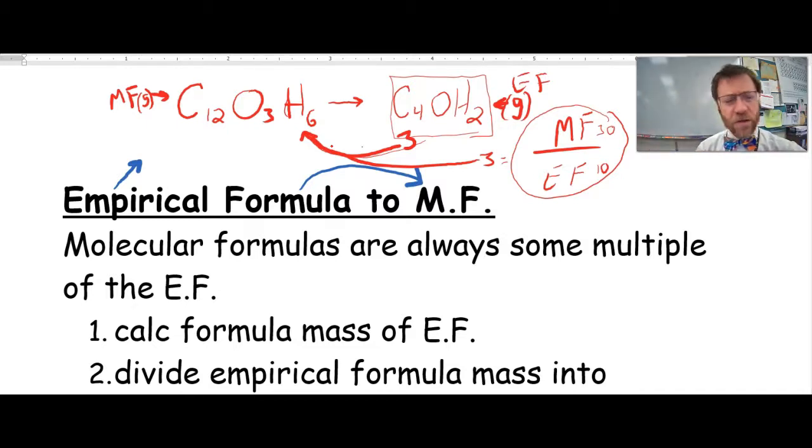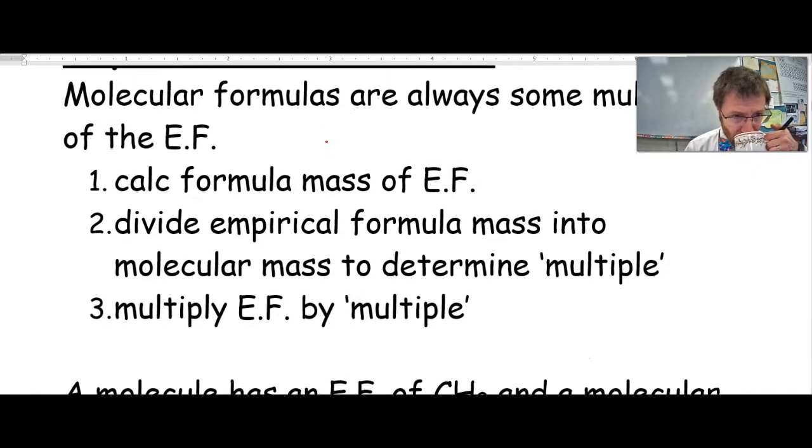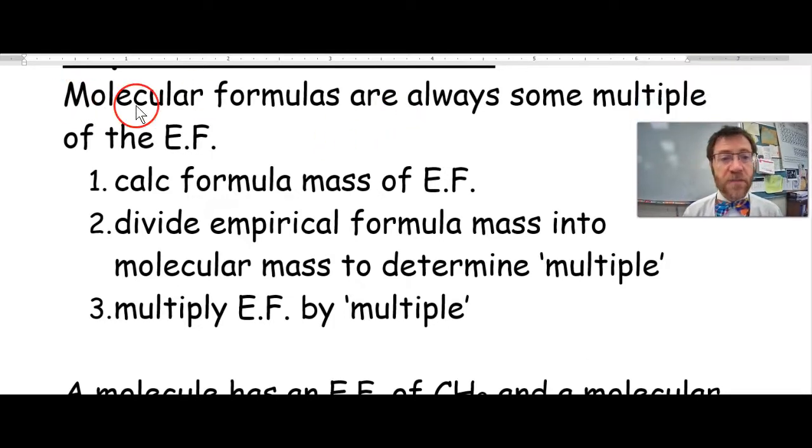We'll do one or two together, and then it'll be a little bit more clear. So here's the process, my friends. One thing we got to remember is that the molecular formula is always some multiple of the empirical formula. In other words, there will always be a whole number ratio of empirical formulas that are in the molecular formula. So you can take the empirical formula and multiply it by some whole number, and that's how you'll get your molecular formula, right?